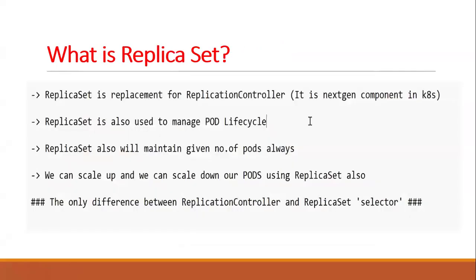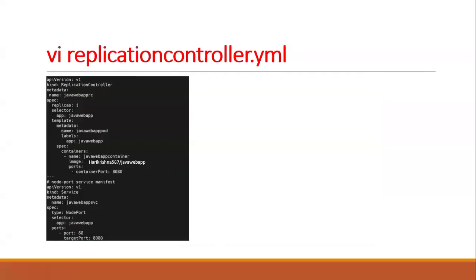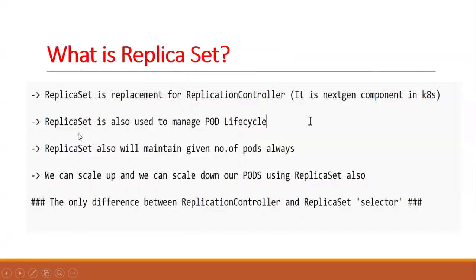In the replication controller, we provide how many replicas we need. So what is a replica set? Replica set is a replacement for the replication controller. It is the next generation component in Kubernetes. Replica set is also used to manage the pod lifecycle only. So replication controller and replica set both are the same, both used to manage the pod lifecycle. Replica set also will maintain the given number of pods always, and we can scale up and scale down our pods using replica set also.